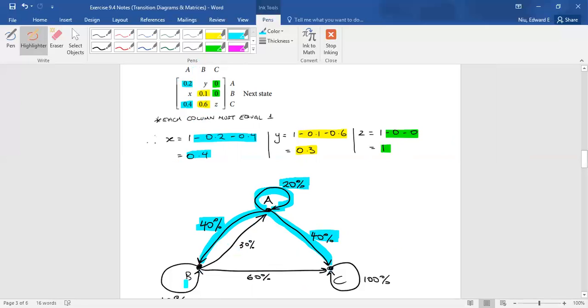Now this diagram doesn't matter if you have A here, B here, and then C here, or A here, C here, and then B there. It's all fine, assuming the arrows are all going the right way.